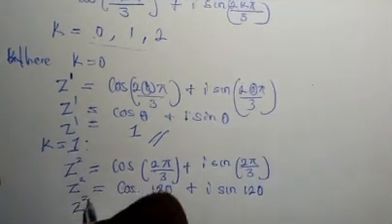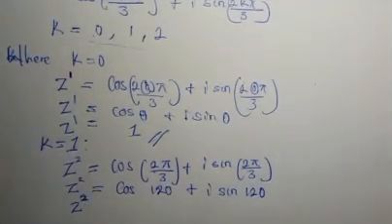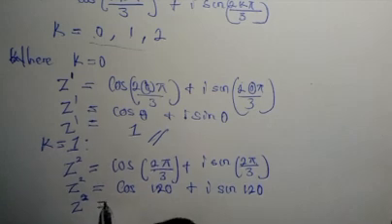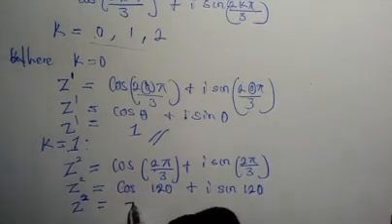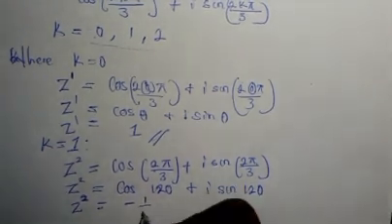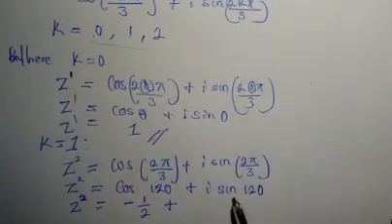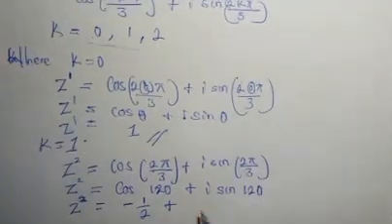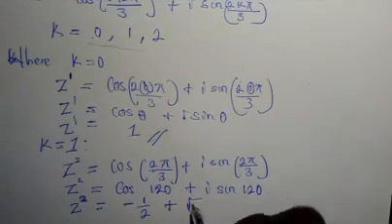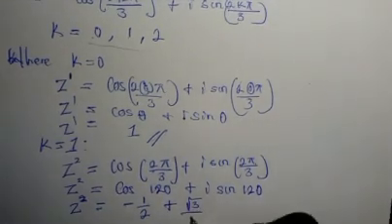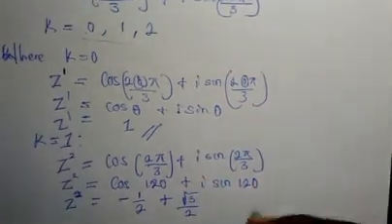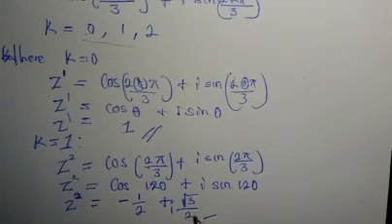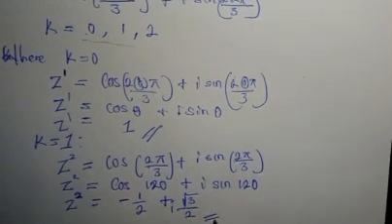So you know that cos 120 from the special angles table is equal to minus 1 over 2 plus iota sine 120, which is going to be plus root 3 over 2. So this is our second value. Don't forget the iota sign, root 3 over 2. This is our second value.